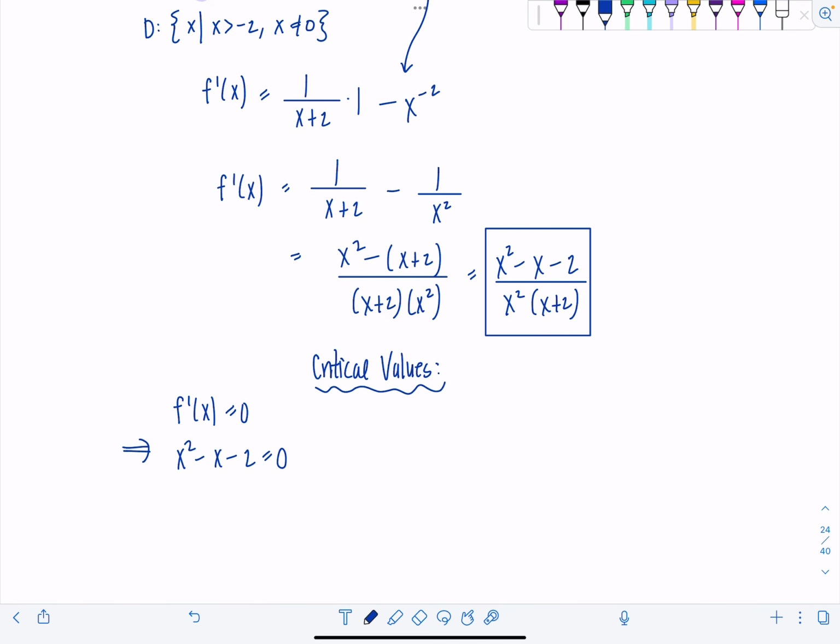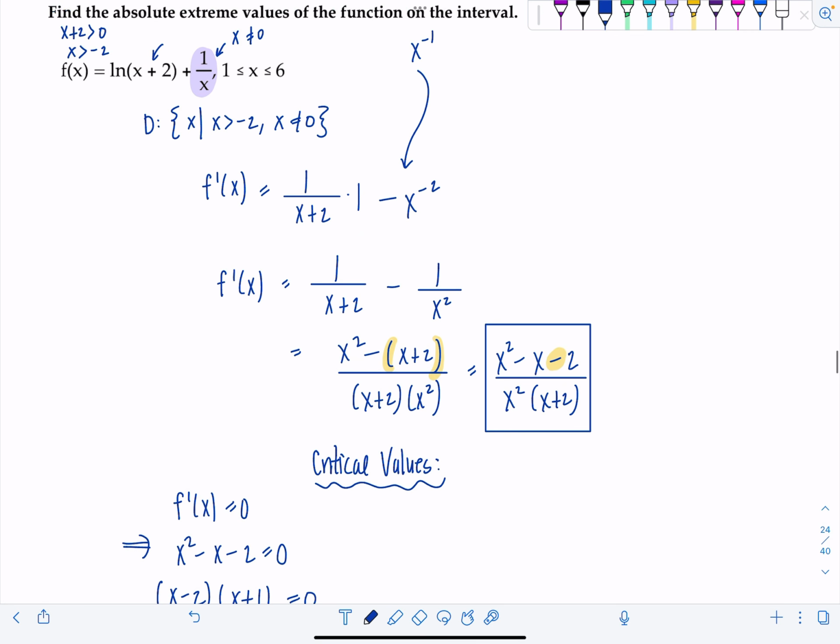If you forgot to put parentheses, then this wouldn't be negative, and you would be panicked because it wouldn't factor. But it factors. X minus 2, x plus 1. Right? So x equals 2, x equals negative 1 are both critical values. Are they in the domain? 2, yeah. Negative 1, yeah.